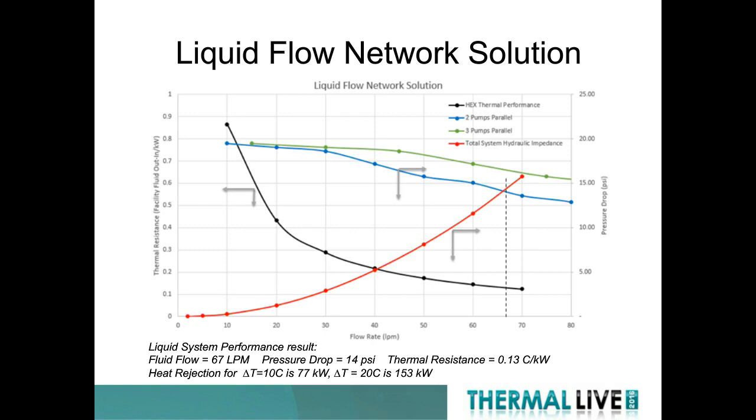In this case, we're looking at a fluid flow of 67 liters per minute, which corresponds to a pressure drop of 14 psi. The thermal resistance in this case is 0.1 degrees C per kilowatt. So if our delta T allowed on the facility is 10 degrees C, we can remove 77 kilowatts. If it doubles to 20 C, well, we can double the power dissipation or the power rejection to 153 kilowatts.